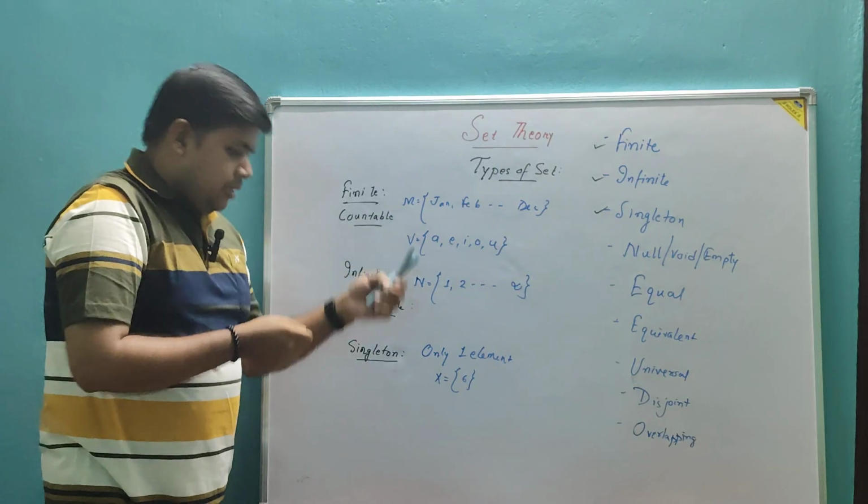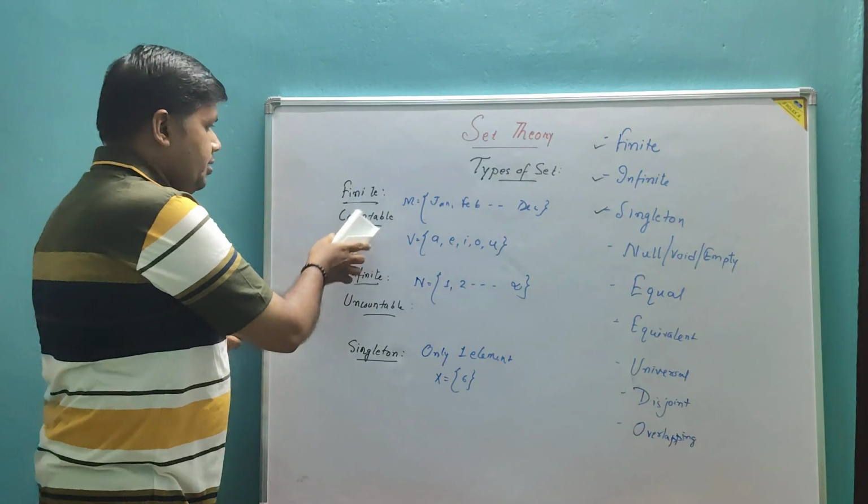Next is the null set, void set or empty set.